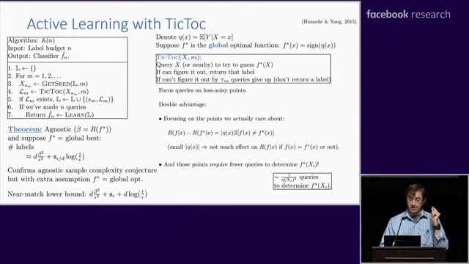And in the agnostic case, with the one additional assumption that f star is this global best function, then we're getting exactly the conjecture that I mentioned on the previous slide: the d times beta squared over epsilon squared plus the bounded noise complexity. And this is optimal, unimprovable.